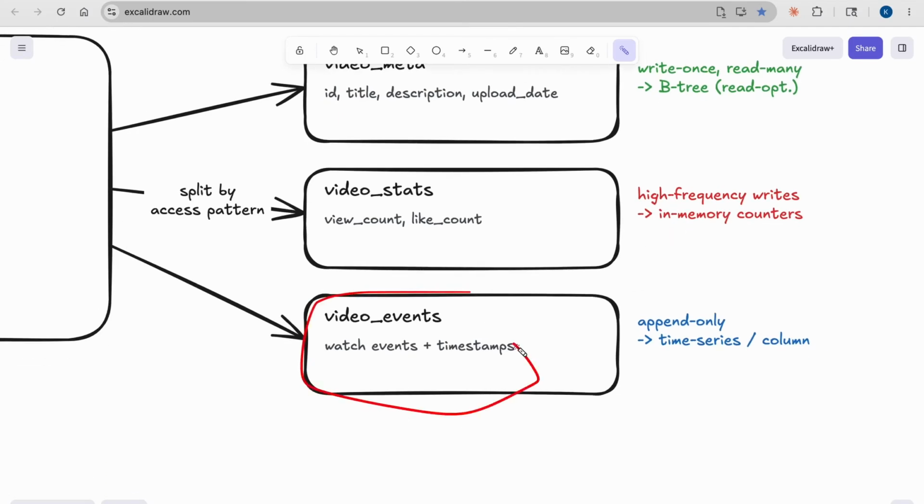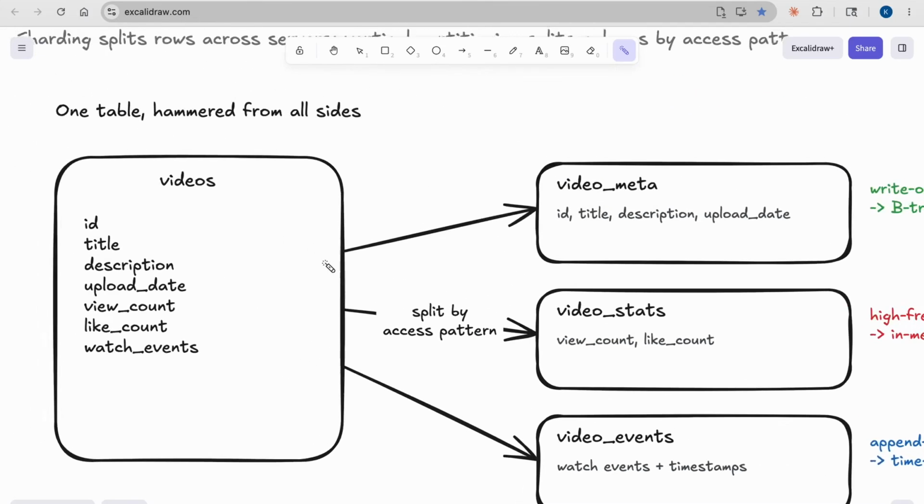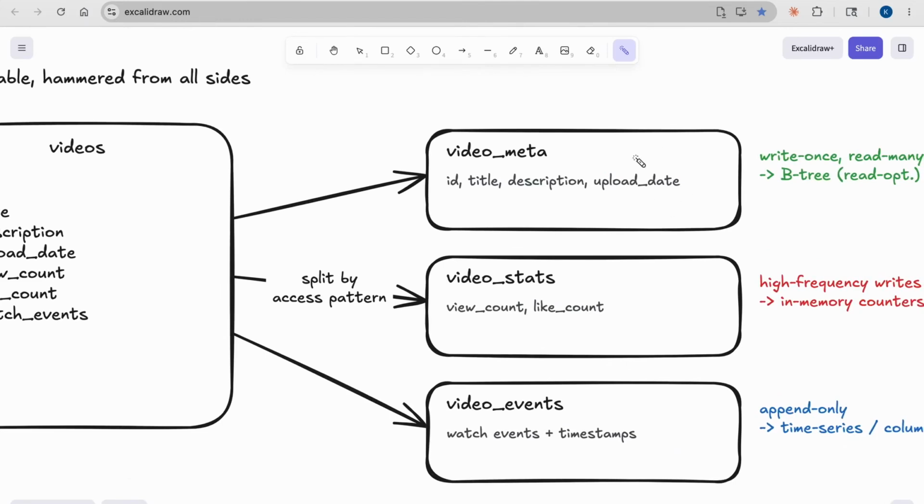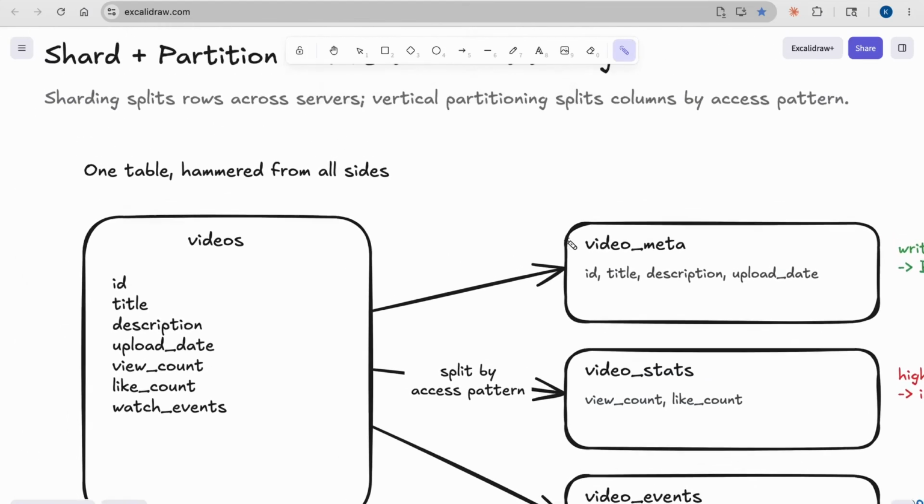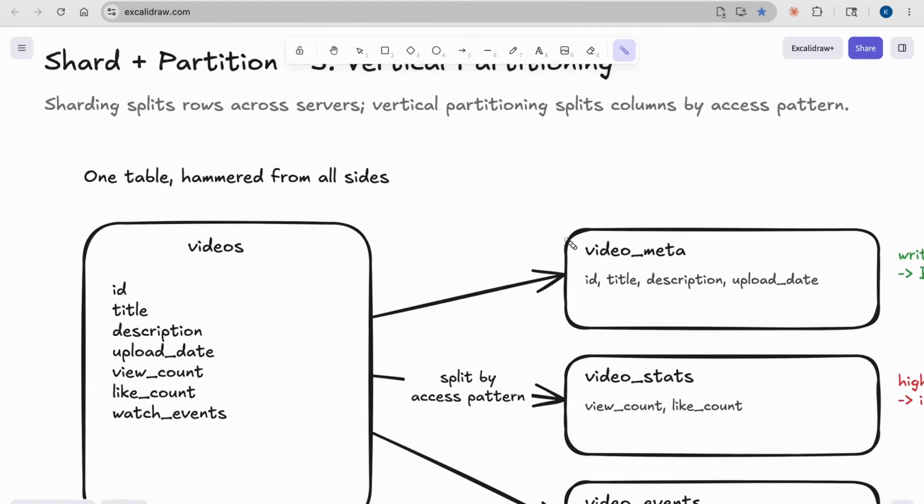Same for video events. Since these are watch events and timestamps, they are append-only, so again we have a choice to pick one optimized for that, like a time series database or a columnar database. That way, if we partition in this vertical way, we get to choose our own database. At the same time, operational complexity rises, but that's a trade-off we are going to make. So this is horizontal sharding and vertical sharding.